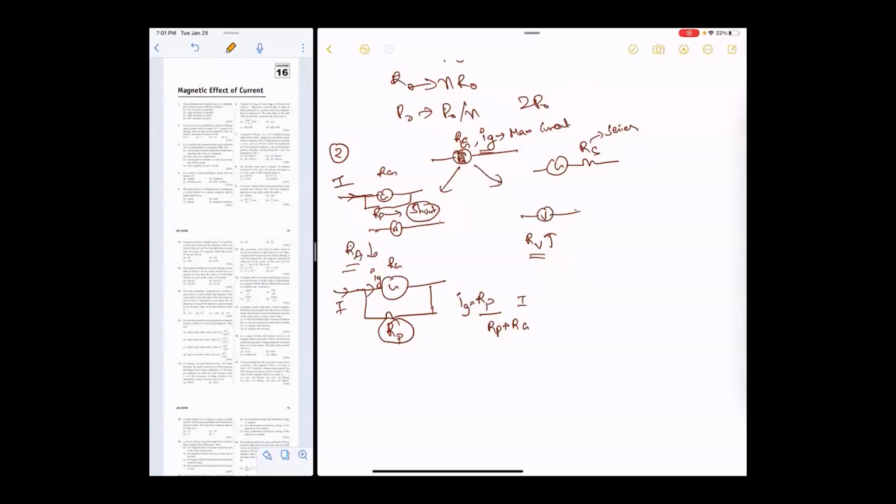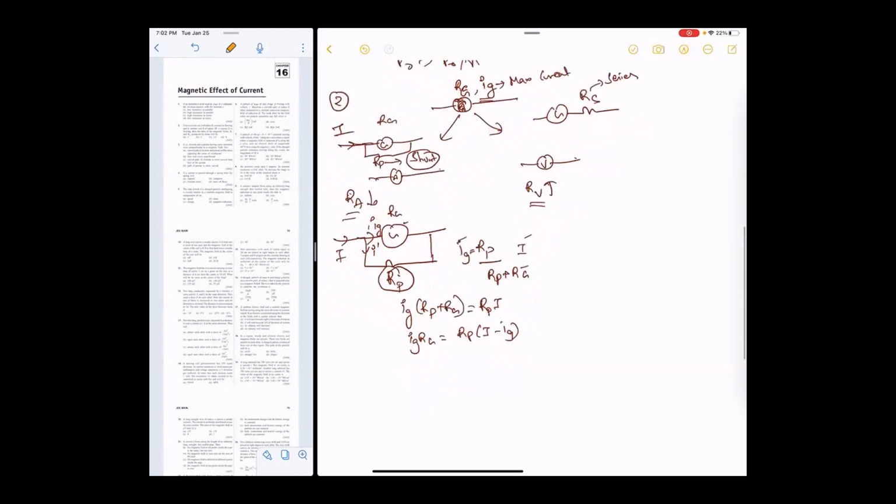When current I comes, it divides into Ig and I dash. The current through the galvanometer is this resistance by the sum of the resistances into I. He will give I, he will give Ig, he will give Rg. He will ask Rp. How to find Rp? So Ig into Rp plus Rg, cross multiplying, is Rp into I. If I take Rp there, Ig into Rg is equal to Rp into capital I minus small Ig. If I go that side, it gets subtracted.